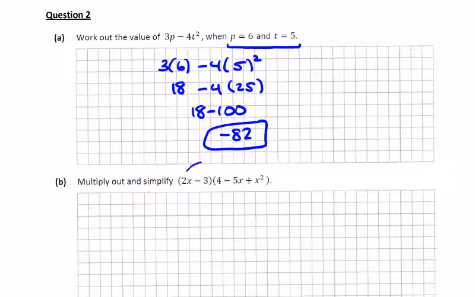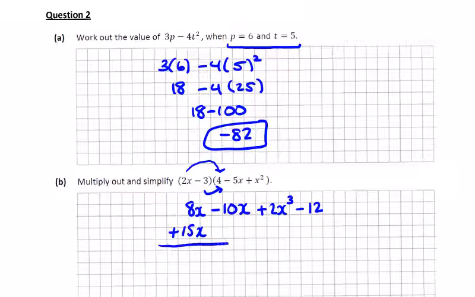Multiply out and simplify this. 2x by all 3 of these: 2x by 4 is 8x, 2x by minus 5x is minus 10x squared, 2x by plus x squared is plus 2x cubed. Then we have minus 3 by all of these. So minus 3 by plus 4 is minus 12. Minus 3 by minus 5x is plus 15x. I'm going to line the like terms underneath each other and then add them together. And lastly, I have minus 3 by plus x squared is minus 3x squared.